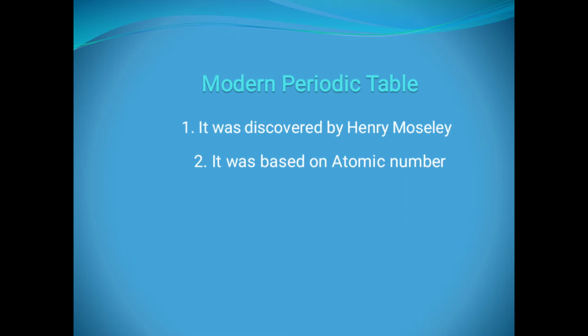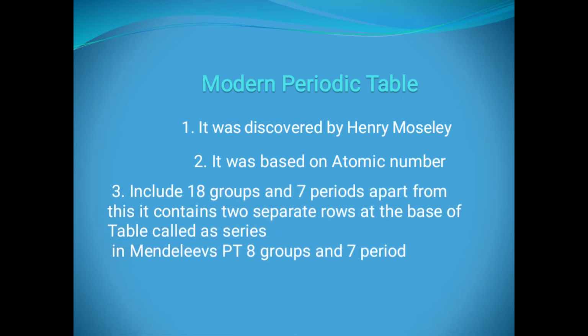Second, it was based on atomic number, because first three scientists classified the elements on the basis of atomic mass, but the scientist Henry Moseley classified the elements on the basis of atomic number. So this table includes 18 groups and 7 periods.